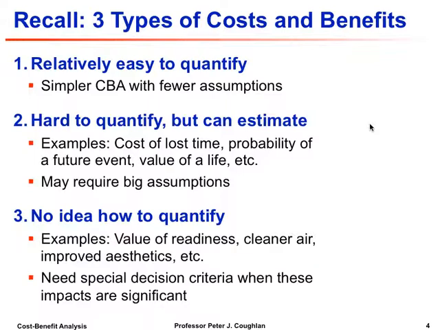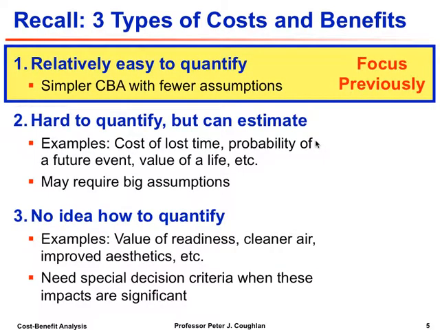And finally, this category of no idea how to quantify, right? The value of readiness, cleaner air, improved aesthetics, things that you may not really know how to measure. But we will, of course, give you some tools to think about how to measure those things. And in that case, you'll sort of need some special decision criteria when those impacts are significant. When things are more difficult, maybe even you have no idea going in, certainly how to quantify in order to incorporate them in cost-benefit analysis.